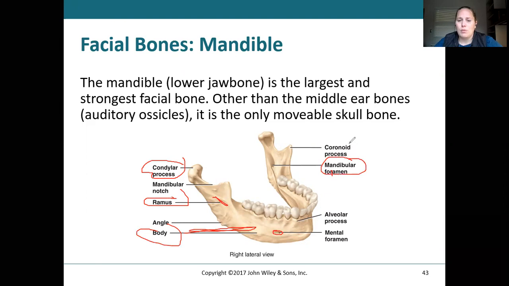Here you have your mandibular foramen and the coronoid process. Now, you don't need to be able to label all these different areas of the mandible. Just again, make sure that you recognize the mandible itself, and maybe this is a great example of a condylar process.